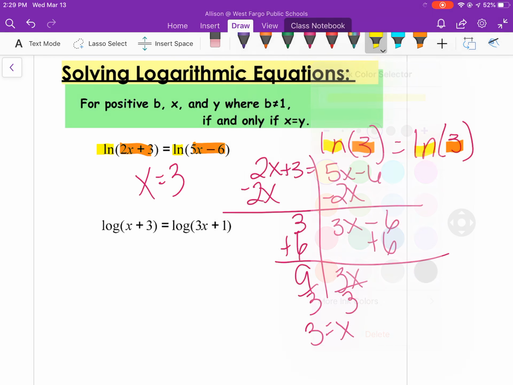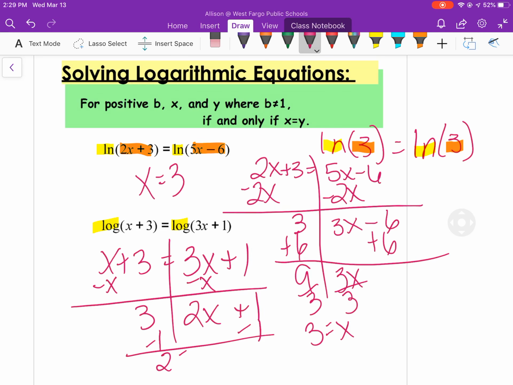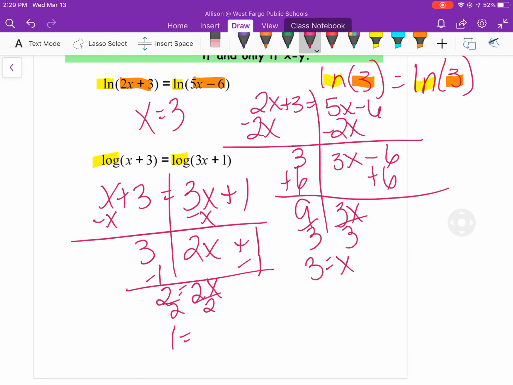Here I have log base 10, so log of x plus 3 equals log of 3x plus 1. So that means that x plus 3 has to equal 3x plus 1. Finish solving for x. So subtract an x on both sides, 2x plus 1, 2 equals 2x, divide by 2, x would have to equal 1.